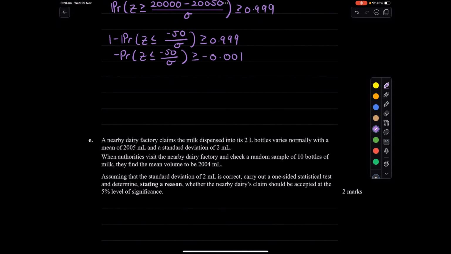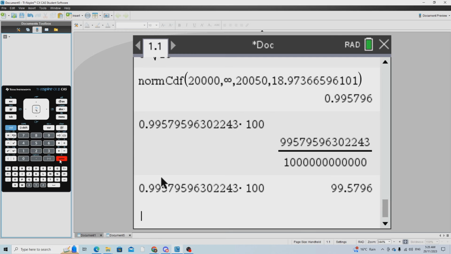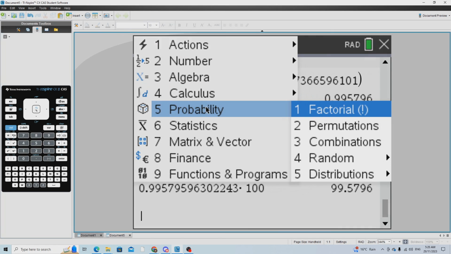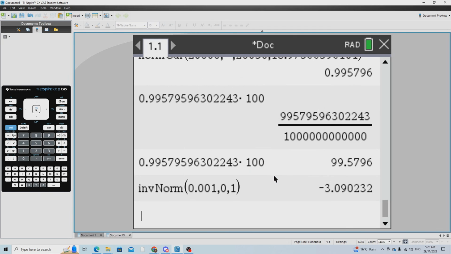And if I divide them both by a negative, the sign of this one will change, so it'll be less than 0.001. Now, this is an easy expression to simplify using our CAS. Go in our menu, go to probability distributions and Normal, this. If we say that the area is 0.001 and press OK, we get this.